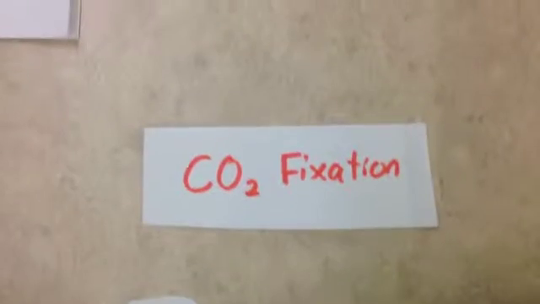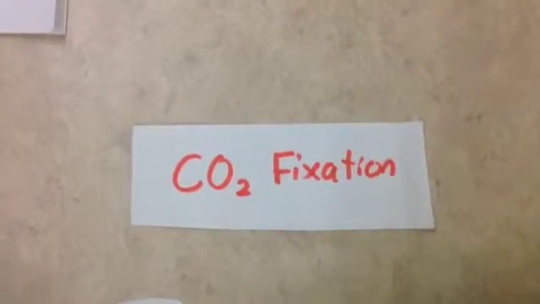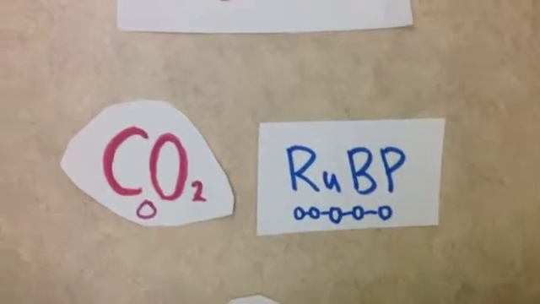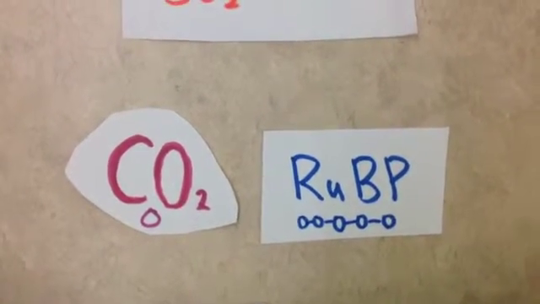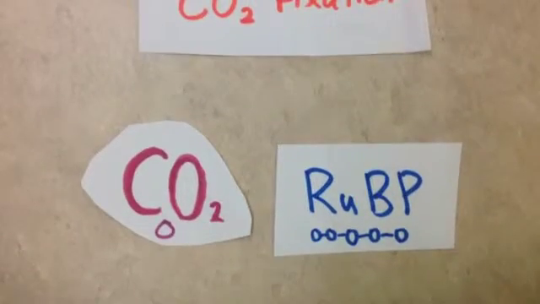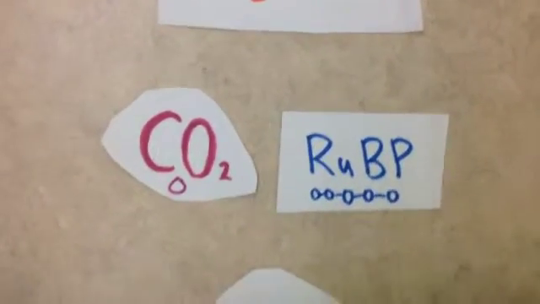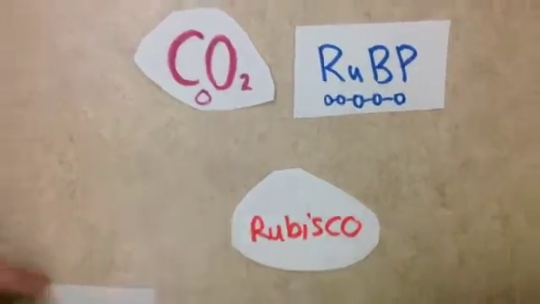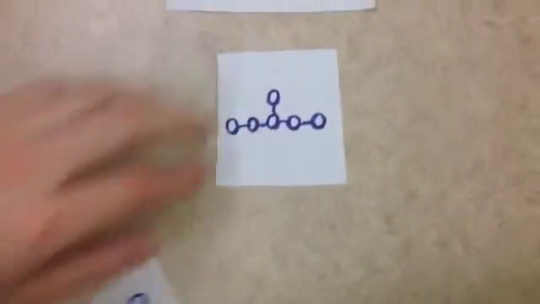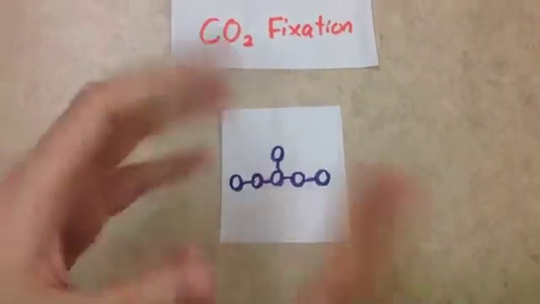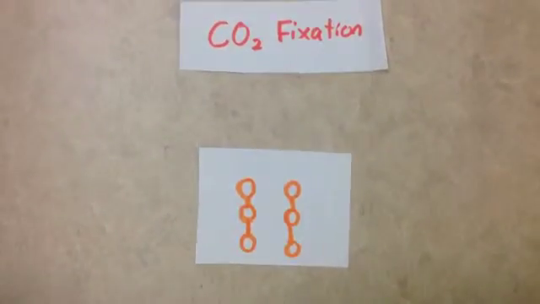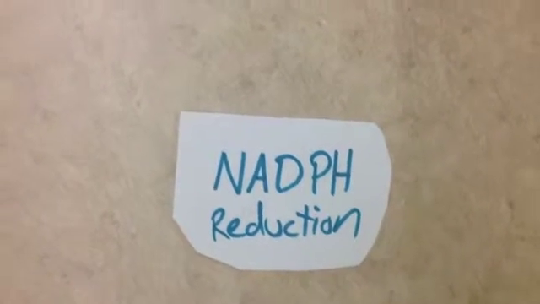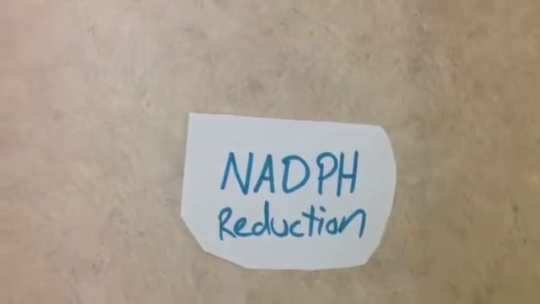The first step of the Calvin cycle is the CO2 fixation. In the CO2 fixation, CO2 combines with RuBP. RuBP is a 5-carbon molecule and CO2 is a 1-carbon molecule. So when they're combined using Rubisco, which is an enzyme, it makes a 6-carbon molecule, which is then split into 2 3-carbon molecules.